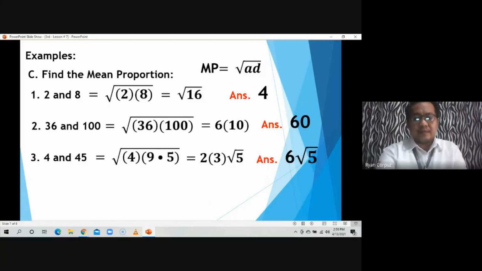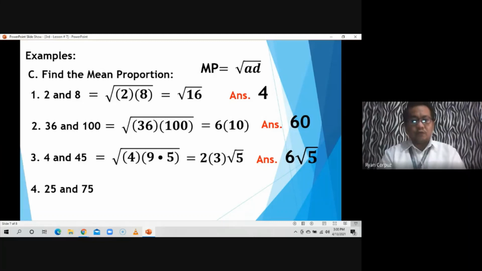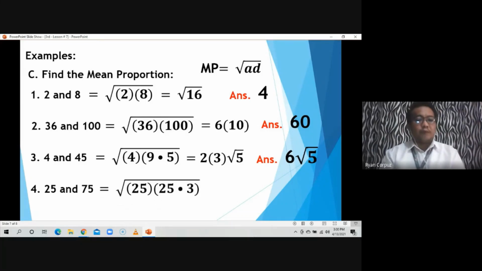So if none, let's have this last example for letter D. So find the mean proportion of 25 and 75. Katulad yan yung example number 3. 25 is a perfect square. I-analyze mo kaagad. 75 is not, but 75 has factors wherein one of its factors is a perfect square. So pwede na kaagad natin i-factor yun when we apply the formula for finding the mean proportion. So we'll come up with 25 times 25 times 3. So the right factors for 75 should be 25 times 3, wherein one of its factors is a perfect square.